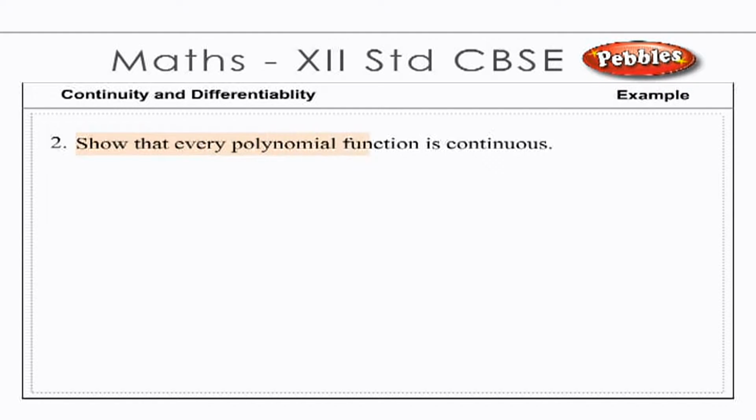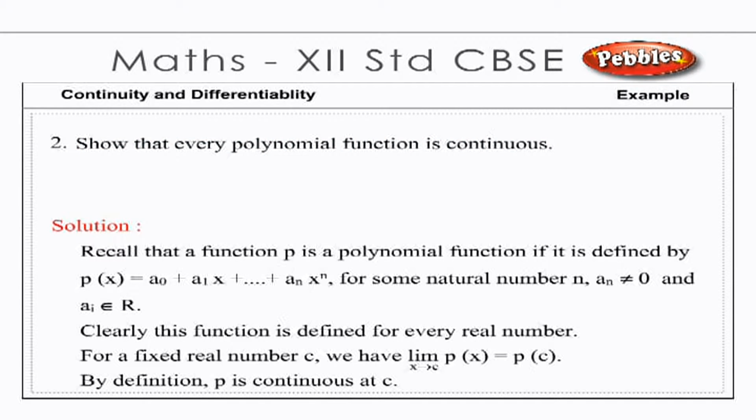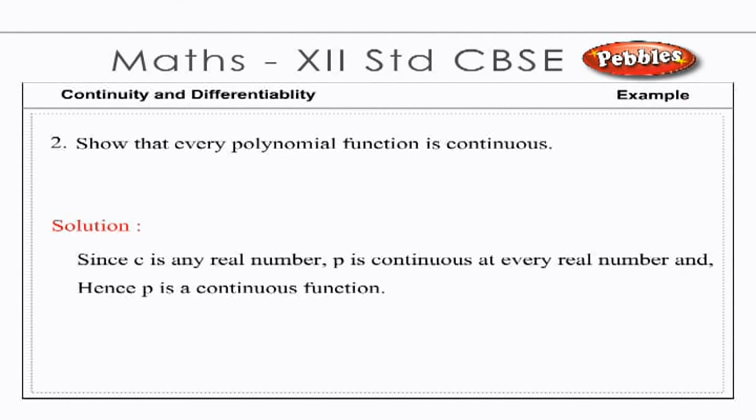Example: show that every polynomial function is continuous. Solution. Recall that a function p is a polynomial function if it is defined by p(x) = a0 + a1x + ... + an x^n for some natural number n, an not equal to 0 and ai belongs to R. Clearly, this function is defined for every real number. For a fixed real number c, we have the limit as x tends to c of p(x) equals p(c). By definition, p is continuous at c. Since c is any real number, p is continuous at every real number and hence p is a continuous function.